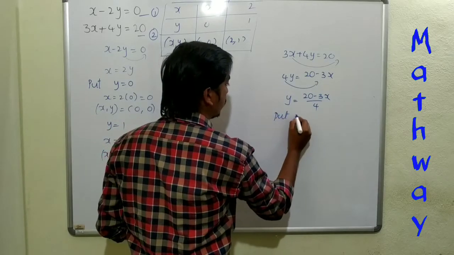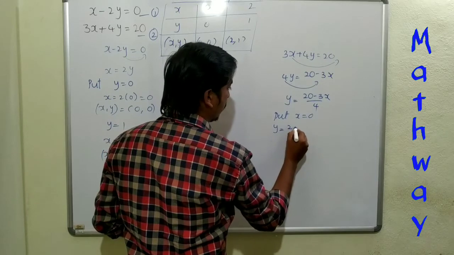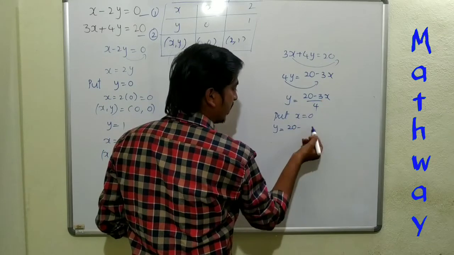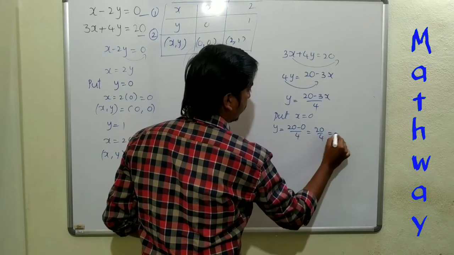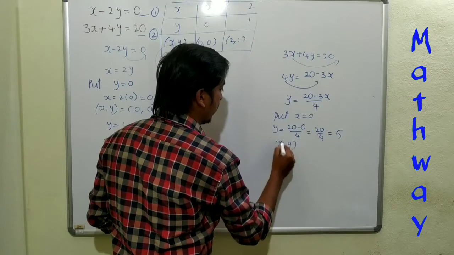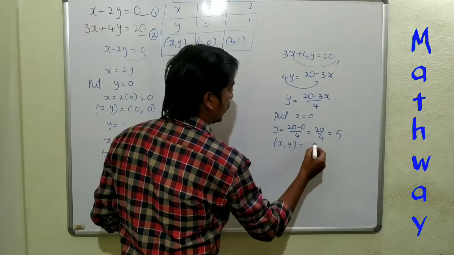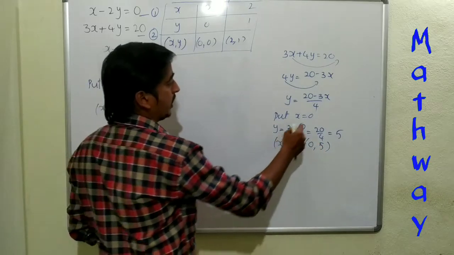Put x equals 0. Then what we get here? y equals (20 minus 3 into 0, that is 0) by 4. It is 20 by 4, nothing but 5. Then the coordinates x comma y are: x coordinate 0 and y coordinate 5. 0 comma 5.